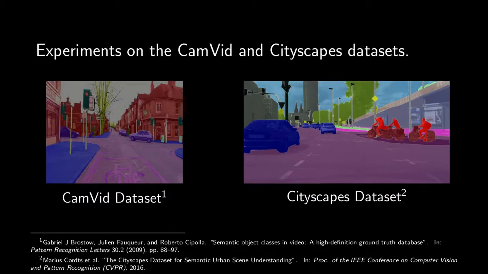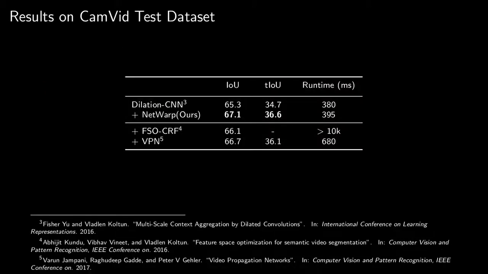Now we present results on the CamVid and the Cityscapes datasets. Here we show quantitative results on the CamVid test dataset. Adding our NetWarp modules to the dilation CNN, we observe larger improvements across different metrics compared to recent CRF information propagation techniques. Notice that the improvements come at a mere cost of 15 milliseconds on top of the baseline CNN. The runtime also includes the optical flow computation.